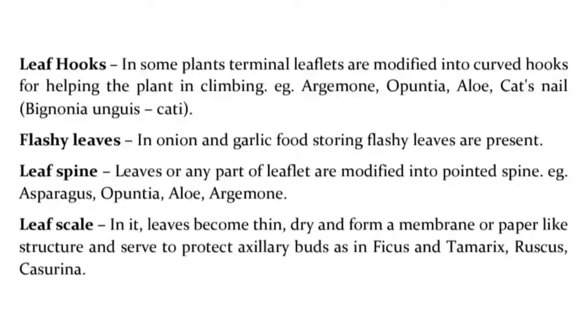Leaf hooks. In some plants, terminal leaflets are modified into curved hooks for helping the plant in climbing, e.g. Bignonia unguis-cati. Fleshy leaves. In onion and garlic, food-storing fleshy leaves are present. Leaf spine. Leaves or any part of the leaflet are modified into pointed spines, e.g. asparagus, Opuntia, aloe, Argemone. Leaf scale. In it, leaves become thin, dry and form a membranous or paper-like structure and serve to protect axillary buds, as in ficus, tamarix, Ruscus, Casuarina.